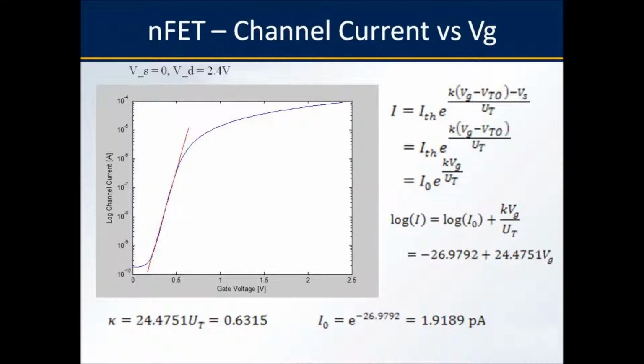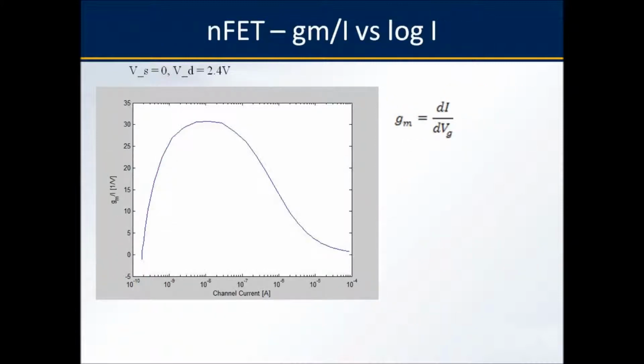From the data, we can also observe the transconductance Gm, which is defined as the change in current over the change in input voltage. This graph shows the ratio of transconductance to current versus current, with the horizontal axis plotted on a log scale.